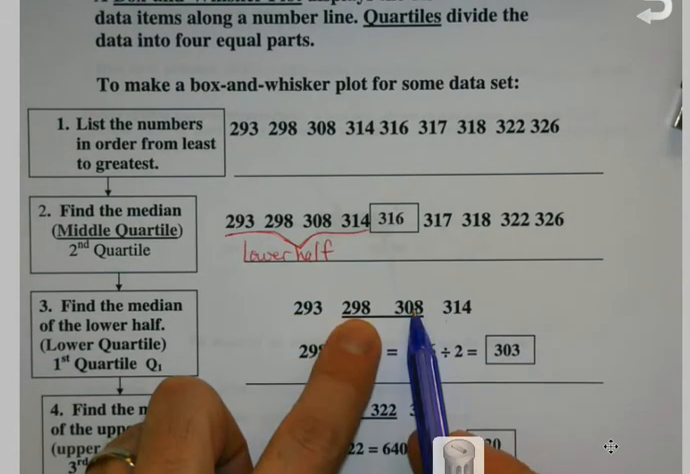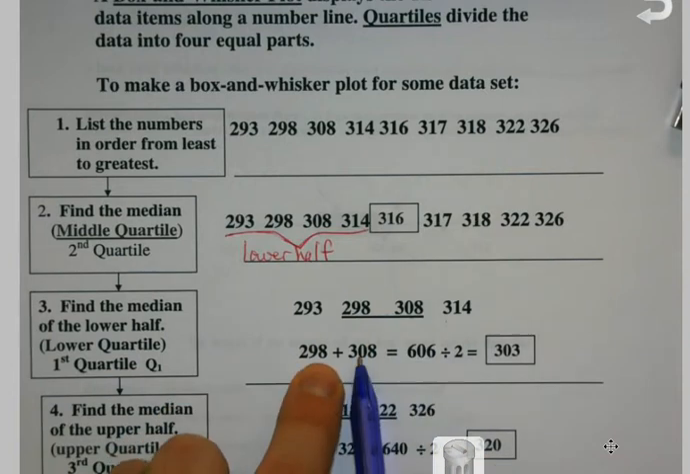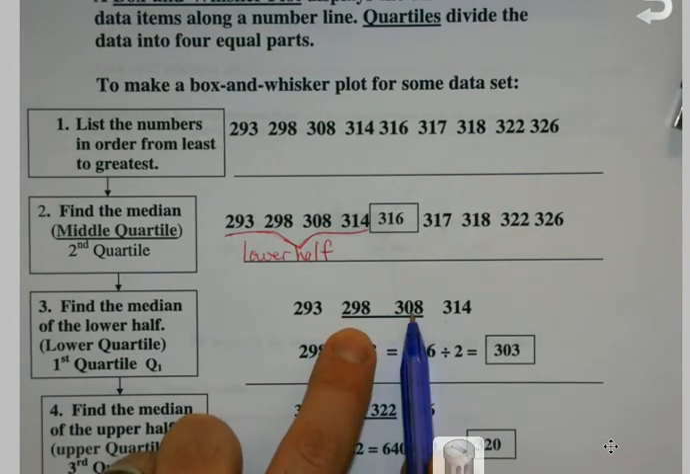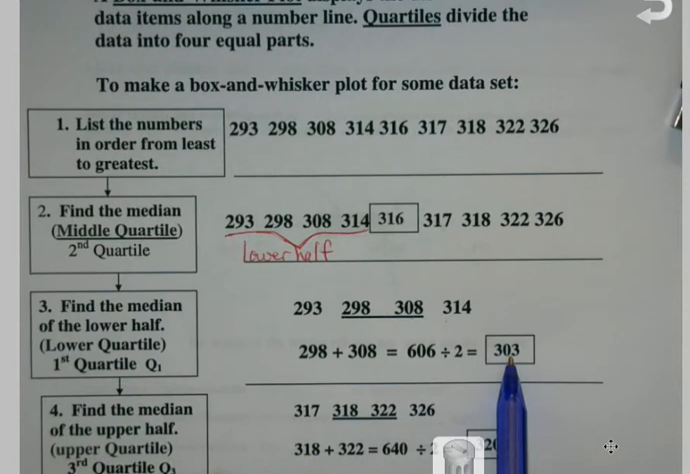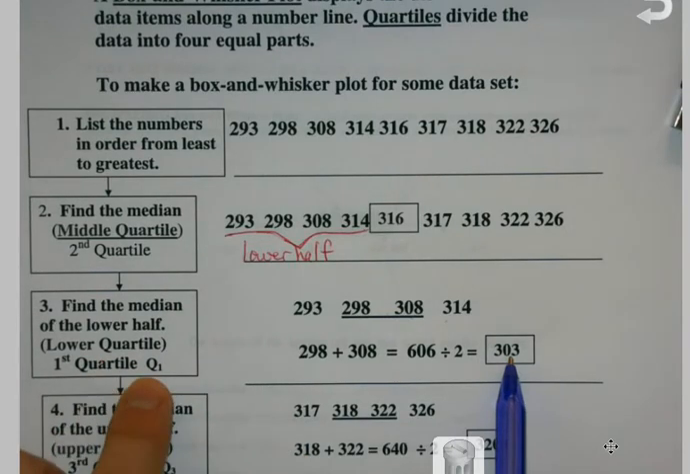Well, wait a minute, Harty. There's not one in the middle. There's 2. That's okay. If there's 2 in the middle, I was just talking about this a minute ago, I get a nice example. You add them up and you divide by 2. In other words, you find their average. And that will give me the median of my lower half, otherwise known as my lower quartile or my Q1.